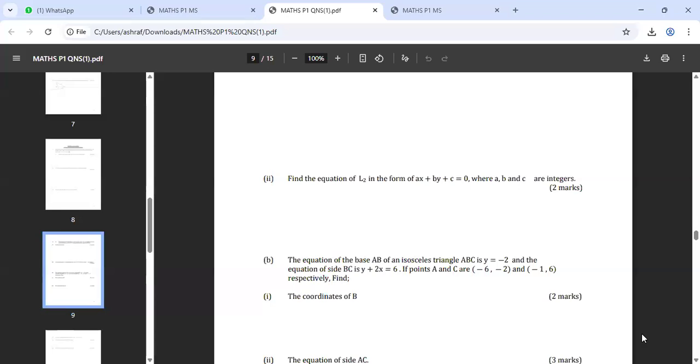Yes, Francis? Francis, unmute yourself. I got the answer 2y minus x minus 7 is equals to 0. Good. That's correct. So if you're told to leave in the form ax plus by plus c is equals to 0, once you find your equation in the form y is equals to mx plus c, make sure you rearrange in this form. And the question is also specific that a, b, and c must be integers. So they can't be fractions. They must be whole numbers.